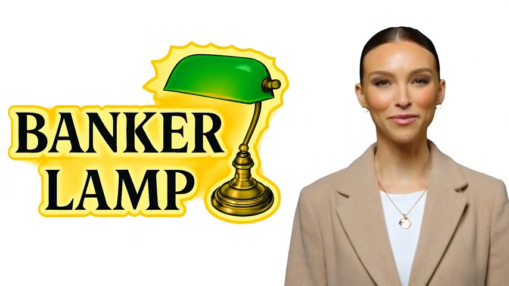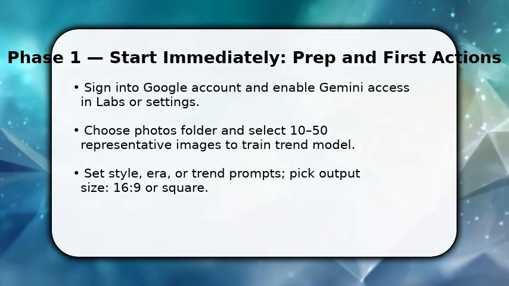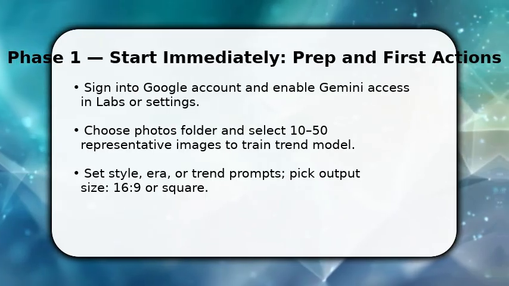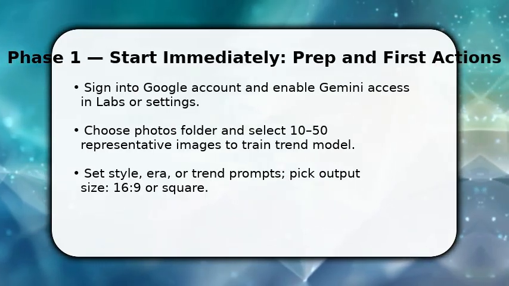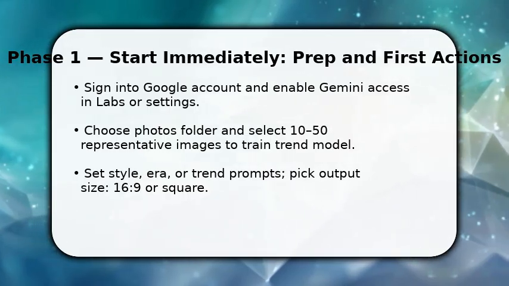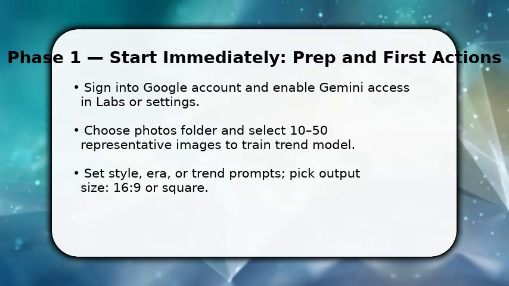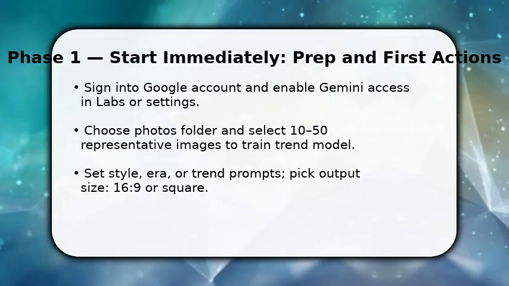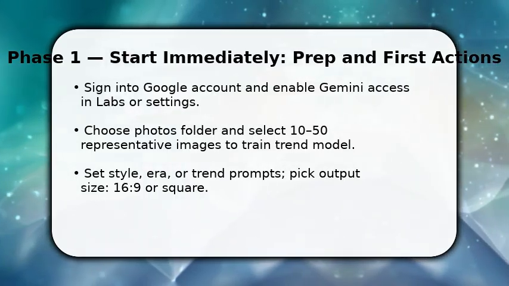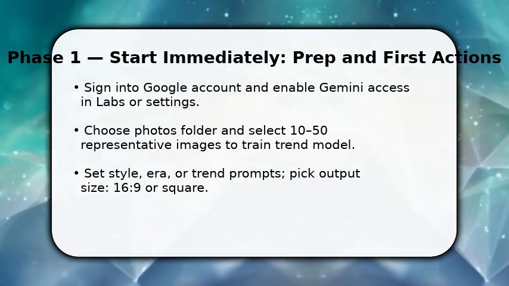Please enjoy the video. You begin by ensuring your Google account has Gemini access. Sign in and enable the feature. Next, pick a focused photo set, 10 to 50 images that represent the trend you want. Once done, tell Gemini the style and era you want to emphasize, and select output dimensions like 16:9 or square. This gets you immediate feedback. Make sure the images are varied enough so Gemini can detect patterns, and start the generation process without delay.